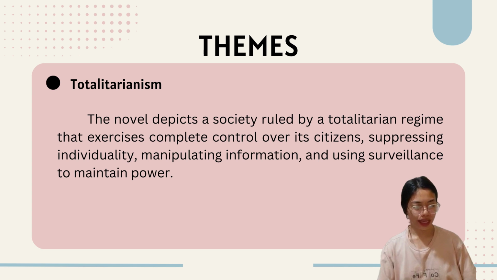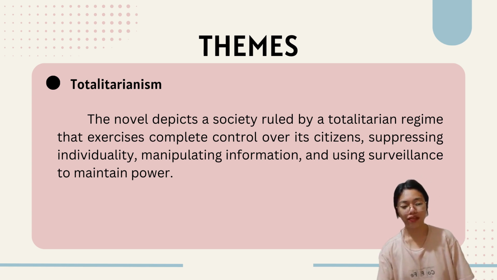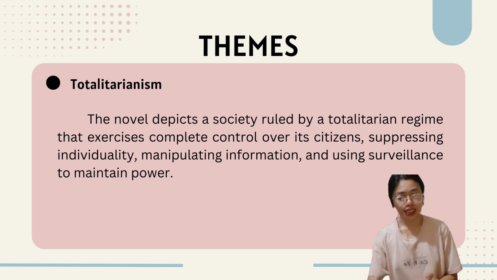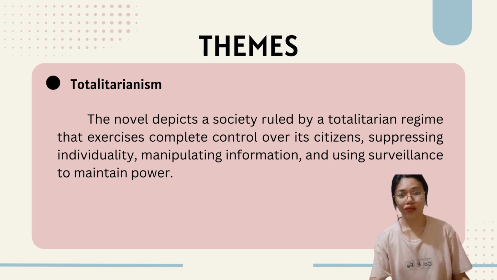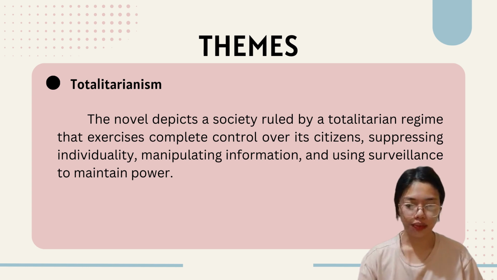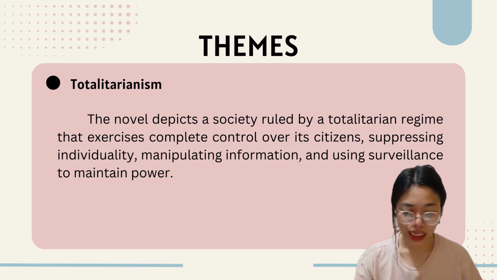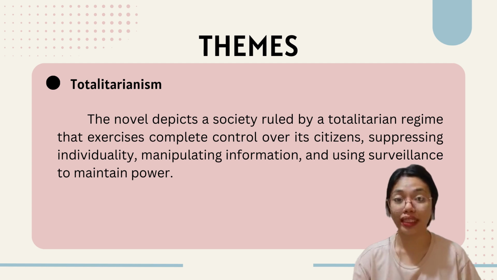Okay, let's now move on to the themes present in the story. The novel 1984 explores several themes that are central to the story. Here are some of the main themes present in the novel. The first one is totalitarianism. The novel depicts a society ruled by a totalitarian regime that exercises complete control over its citizens, suppressing individuality, manipulating information, and using surveillance to maintain power.